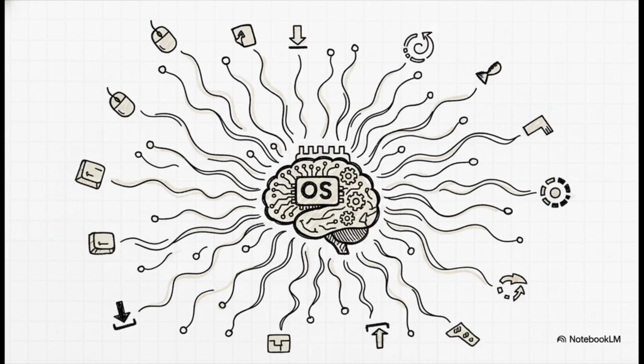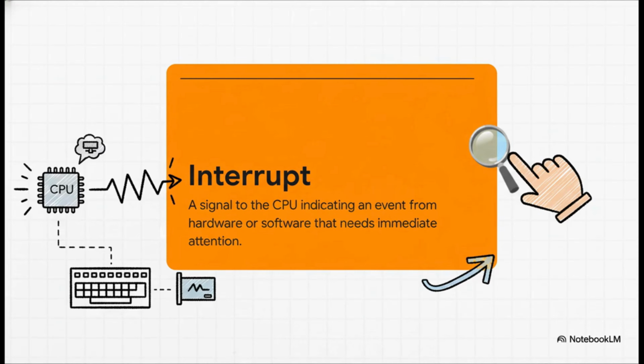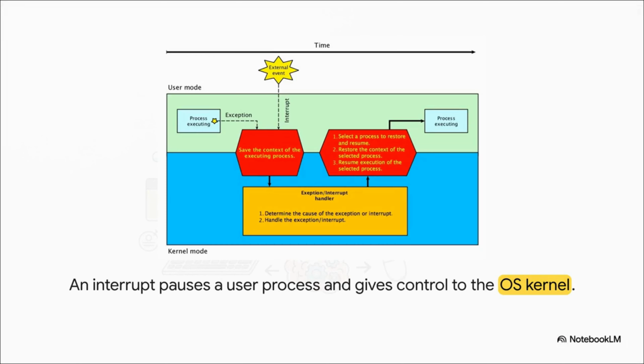Well, it does it with a constant stream of signals. These signals are called interrupts. The best way to think about an interrupt is like someone tapping the processor on the shoulder and saying, "Hey, excuse me, I need your attention right now." It could be your keyboard saying a key was just pressed, or your network card saying new data has just arrived.